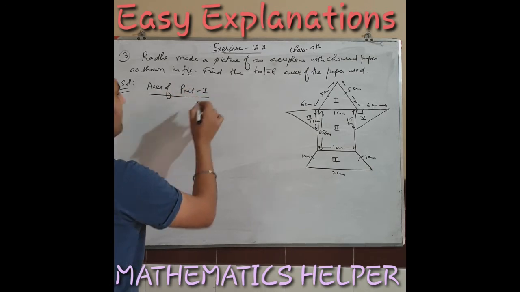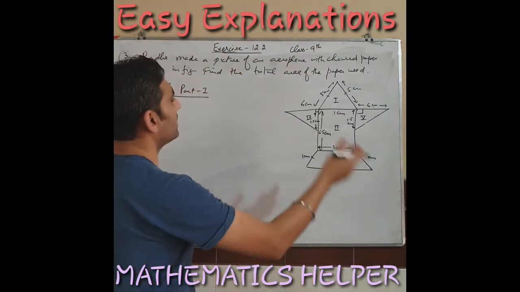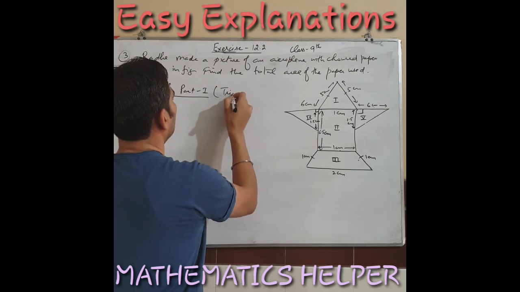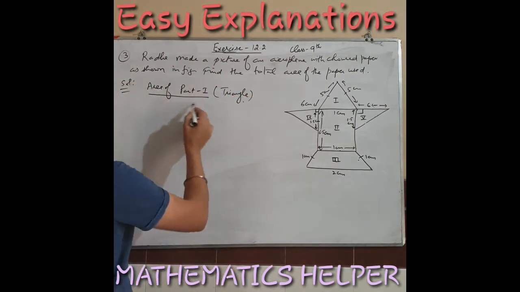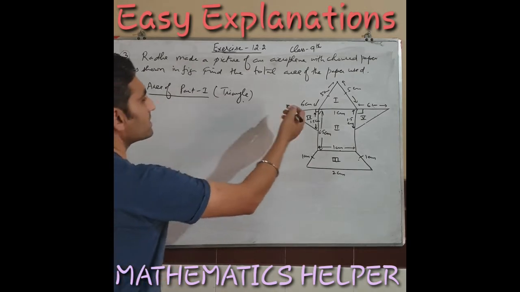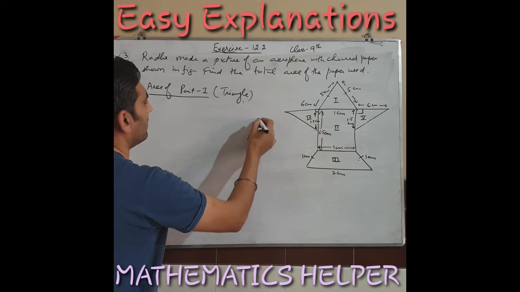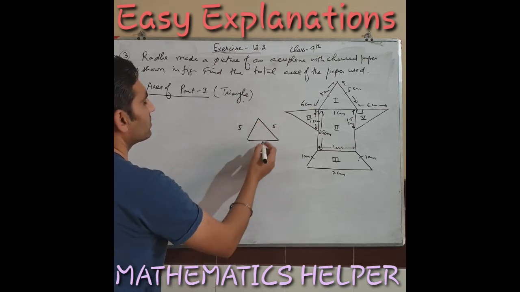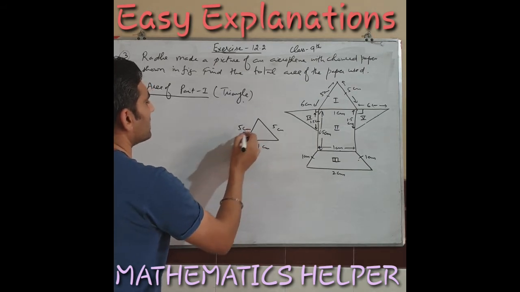When you write area, make a heading, then tell about the shape, which shape you have. It is a triangle. We will treat it as area of part 1, but we will also write its name. What is this? It is a triangle. So I am going to draw its diagram separately, with sides 5, 5 and 1. They are in centimeters, and I am marking them in centimeters.